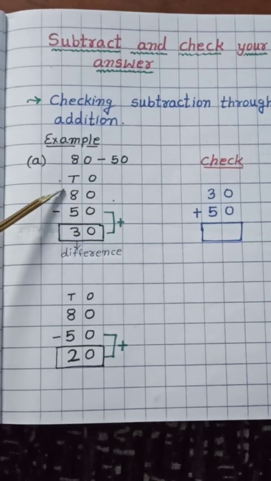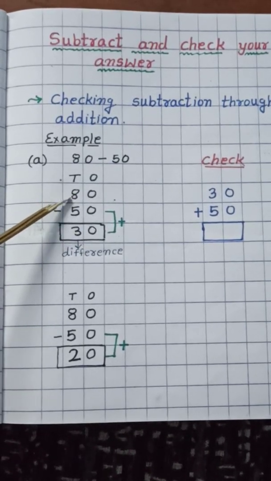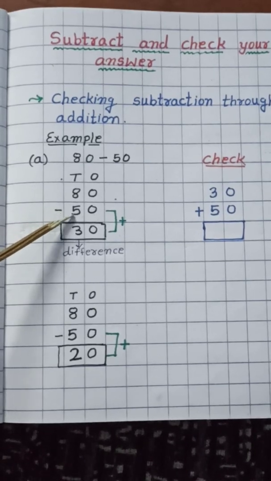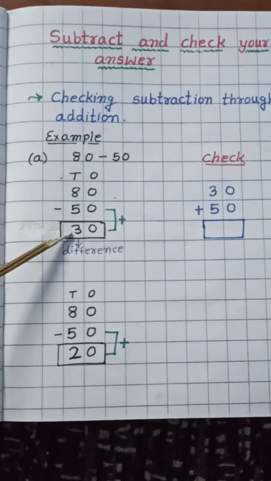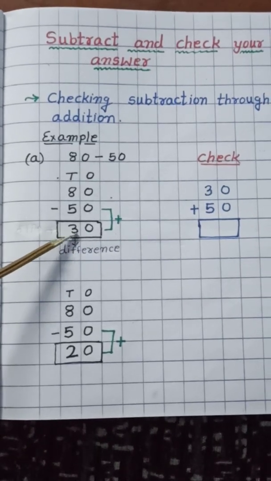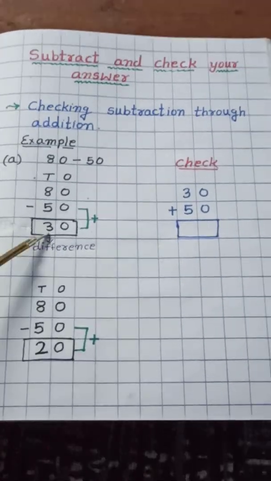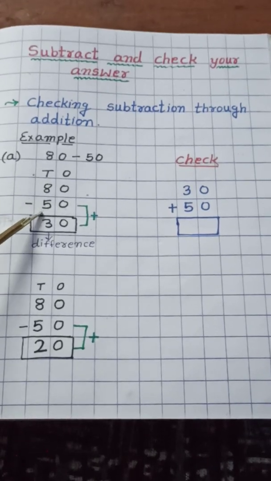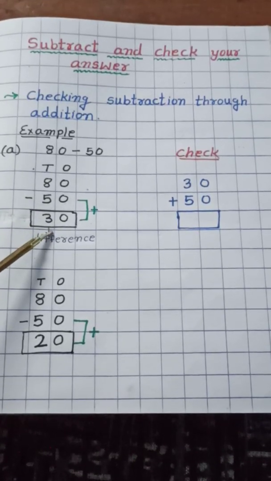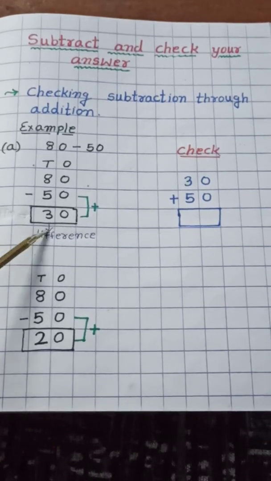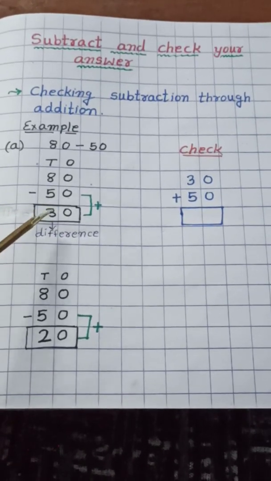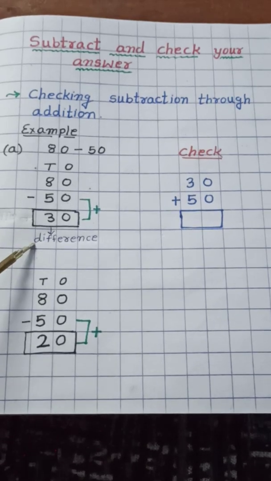Then go to the tens place. Here is 8 tens minus 5 tens. That we get the answer 3 tens, that is 30. So 80 minus 50 is 30. Do you know, children, what we call the answer of the subtraction sum? Yes, it is the difference.